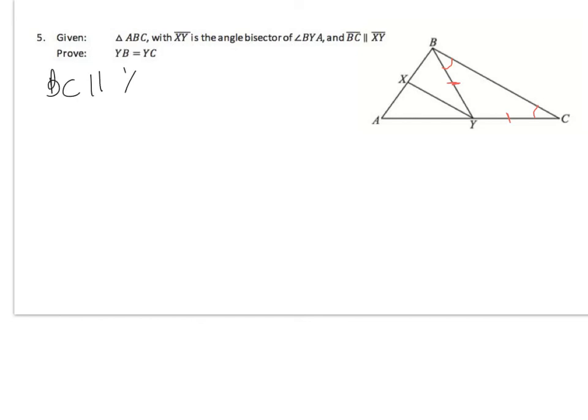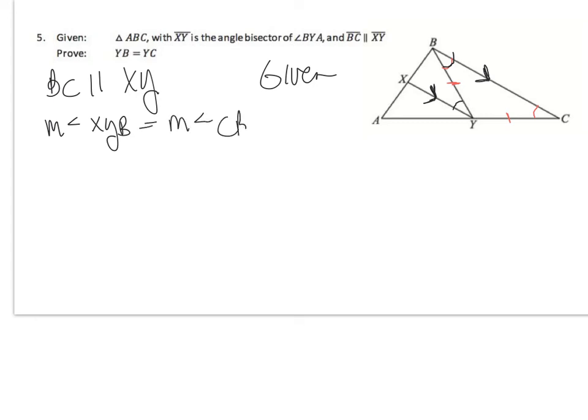BC is parallel to XY. Okay, that's given. Now if I have parallel lines, I bet that's going to tell me some angles are congruent. These angles would be congruent because they're alternate interior. The measure of angle XYB is equal to the measure of angle CBY because they are alternate interior angles.